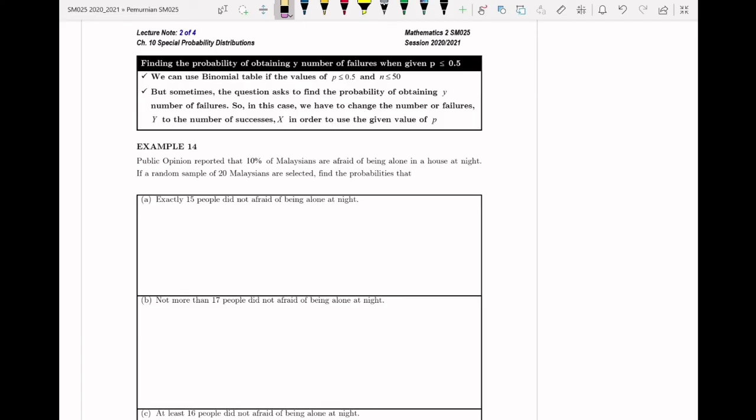Finding the probability of obtaining y number of failures when given p is less than or equal to 0.5.